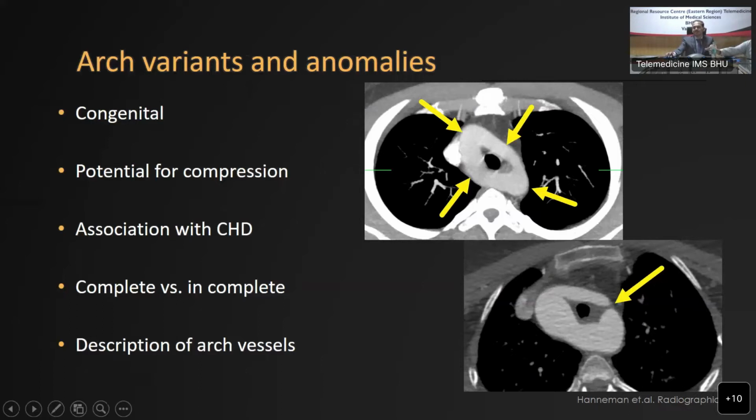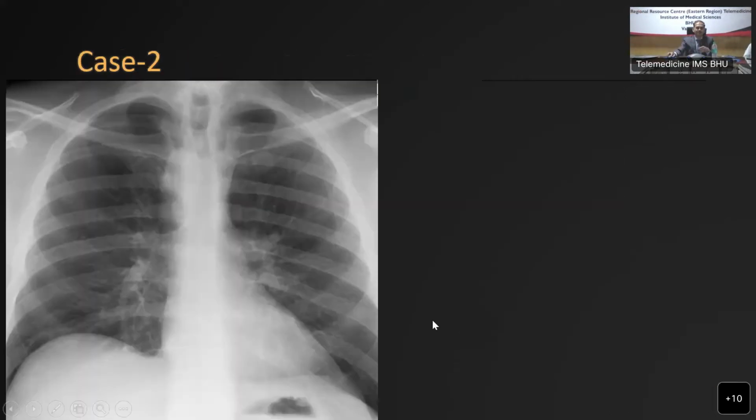Because it is surrounding the trachea, it has a potential to compress the tracheal lumen and cause stridor or respiratory distress, particularly in younger patients or neonates. It is also associated with congenital heart disease. So we have to always look at the heart to make sure we are checking for those congenital anomalies. Here is an example of incomplete arch where there is a little bit of interruption. And sometimes this connection is fibrous, so you will not see the connection opacified when you do the CT or MRI.